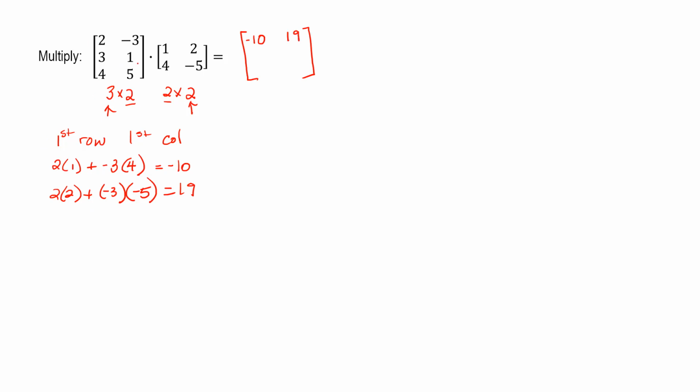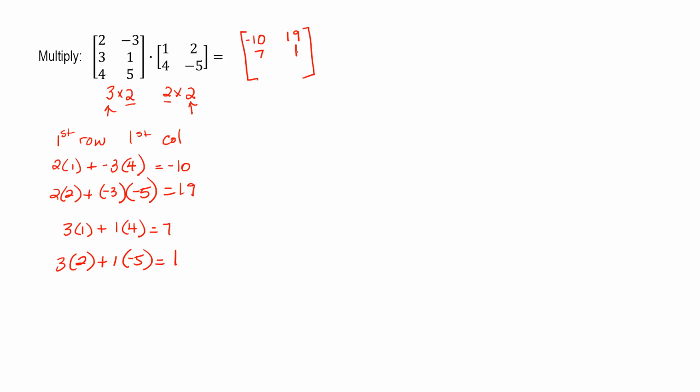Now we're going to move on to the second row of the first matrix and go through the columns of the matrix on the right. So 3 and 1 is going to go with the 1 and the 4. So 3 times 1 plus 1 times 4 is 7. That goes here. Now we're going to move to the second column of the second matrix. 3, 1, and 2, negative 5. So 3 times 2 plus 1 times negative 5 is 6 minus 5, which is 1.